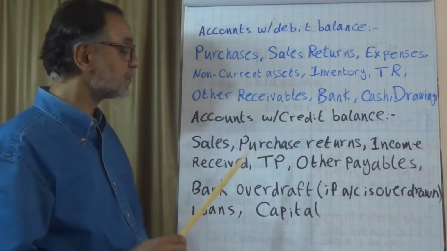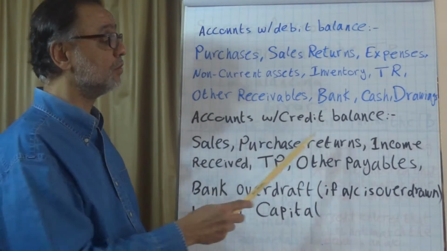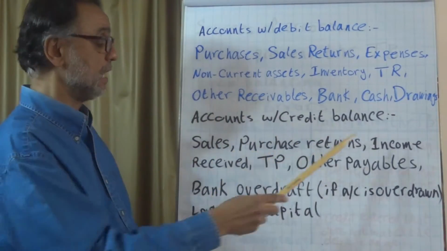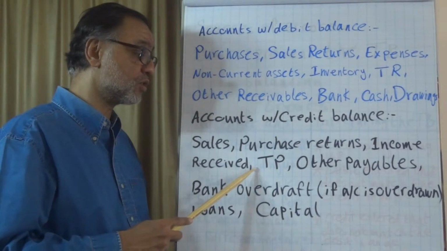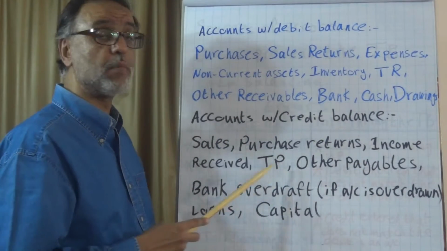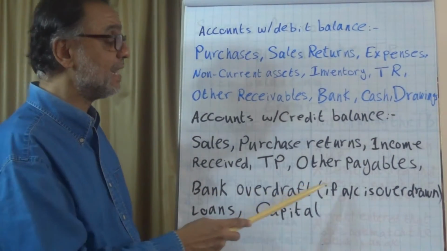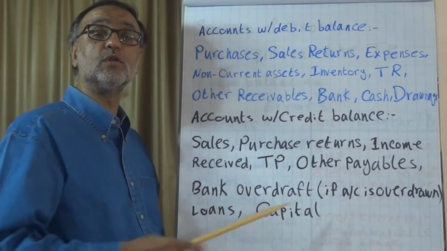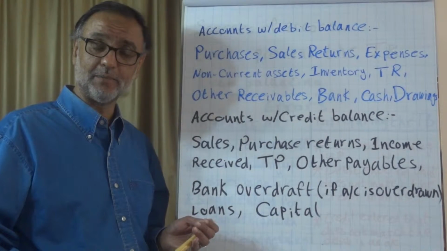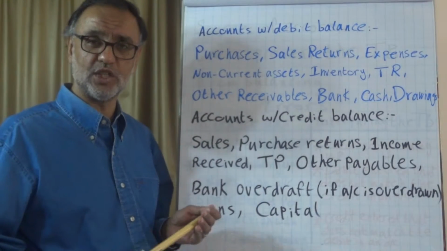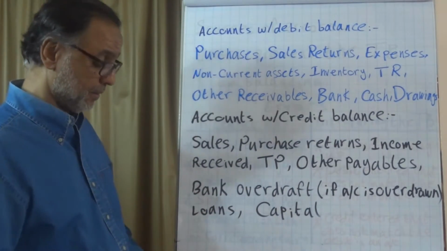Accounts with credit balances: sales, purchase returns, that's the opposite of purchases, income received, trade payables, that's part of the purchase ledger, other payables, that's not part of the purchase ledger. Bank overdraft if the account is overdrawn, because an overdraft is a facility provided by the bank, but it's not shown as a credit balance unless the business is taking money as overdraw. Loans and capital.